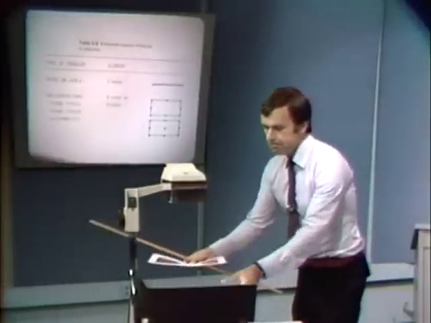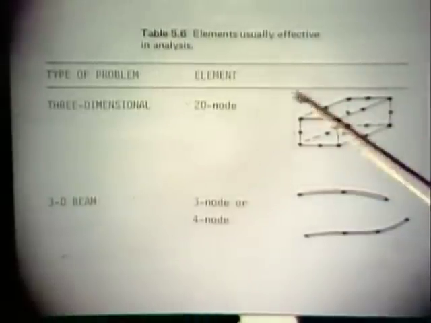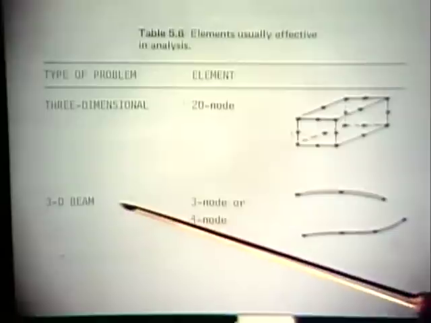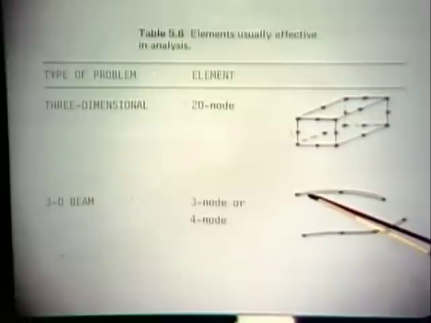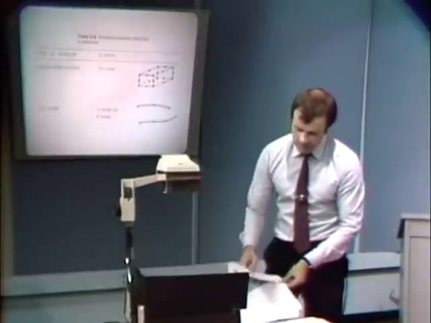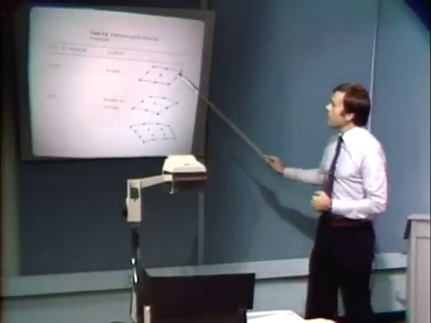In 3-dimensional analysis we would effectively use the 20-node brick element, which is really the counterpart of the 8 or 9-node element. For the 3D beam that is curved, we would use 3-noded elements or 4-noded elements, better even 4-noded elements. Of course, if we have a straight beam, then we would use simply the engineering Hermitian 2-noded beam. But if we talk about a curved beam, then the isoparametric beam that I presented to you in lecture 7 is very effective.